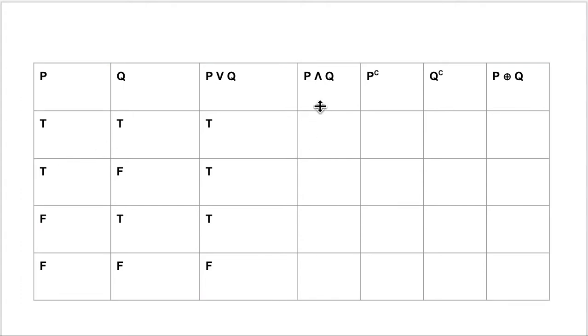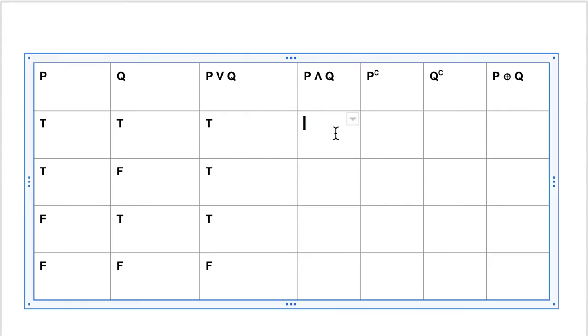Okay, next statement is P and Q. So both of them have to be true for this to be true, otherwise it's going to be false. The first one is true and true, so that's true. The second is true and false. One of them is false, right? So it becomes false. Again, this becomes false. False and false is also false, right? So that's the second one.